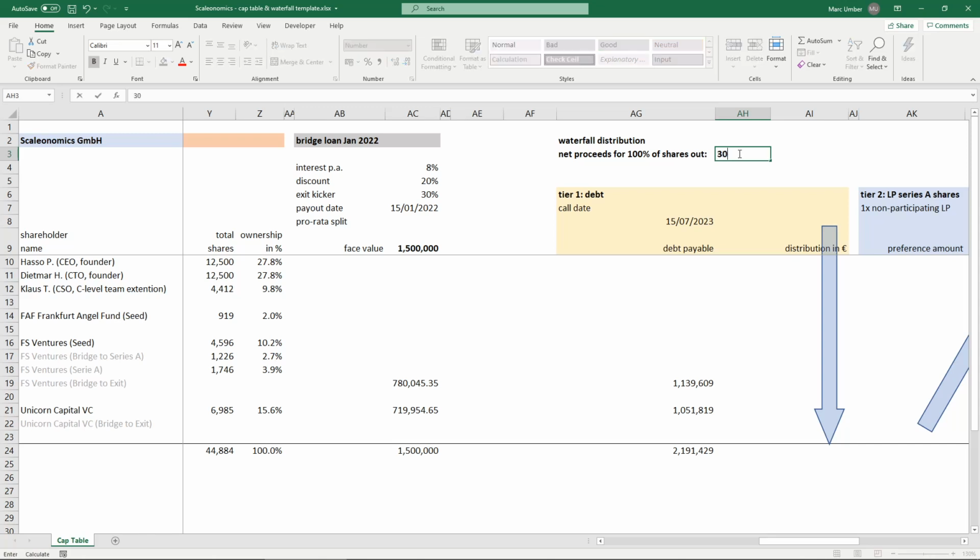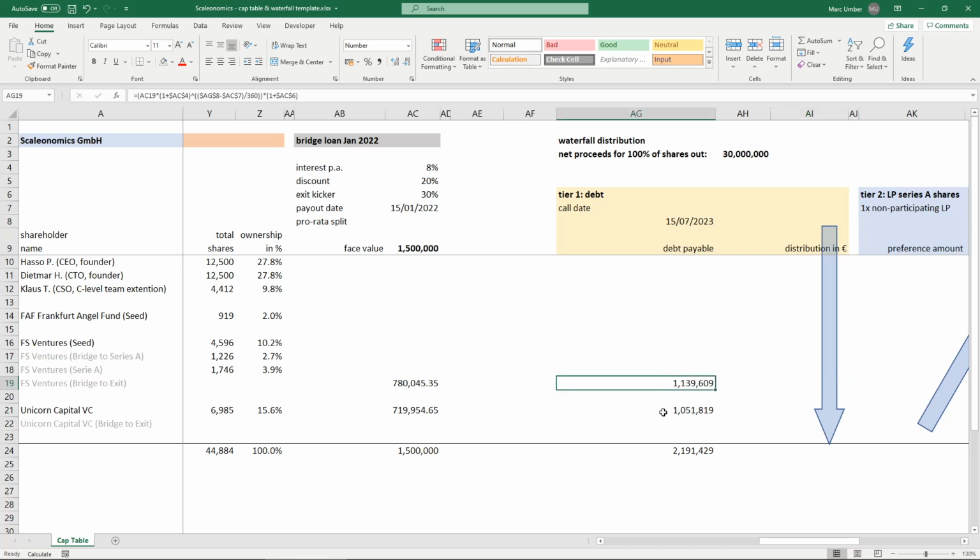And this would be a round number. Let's take 30 million euros. Now we can calculate how much money every individual investor on every tier of the waterfall distribution will retrieve. For this first tier, it will be either a maximum of 1.139 million euros for Frankfurt School or less, and this will be split on a pro rata basis.